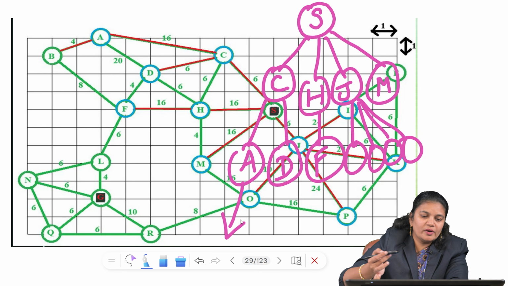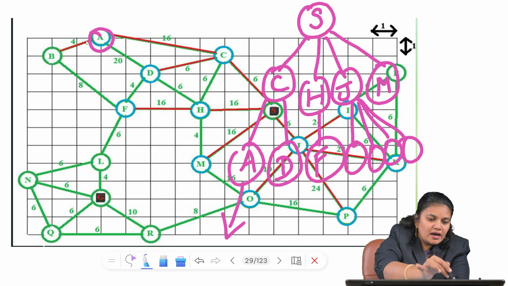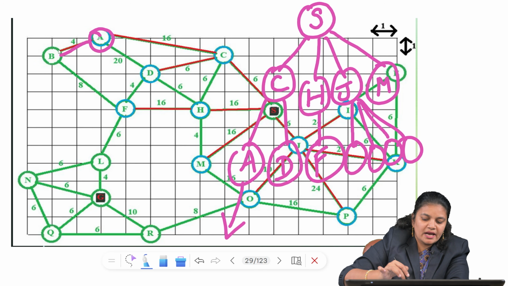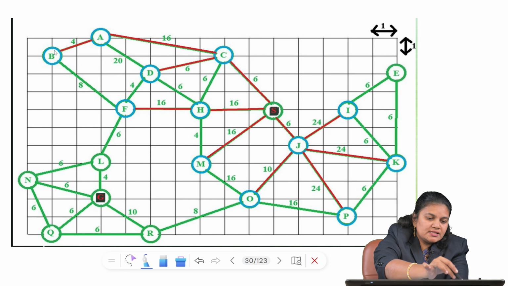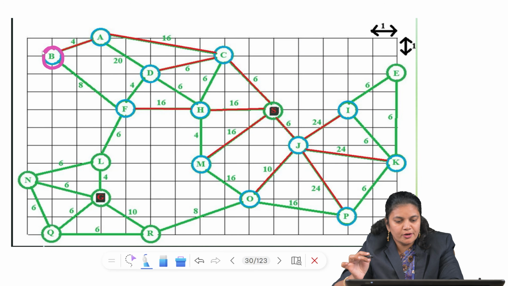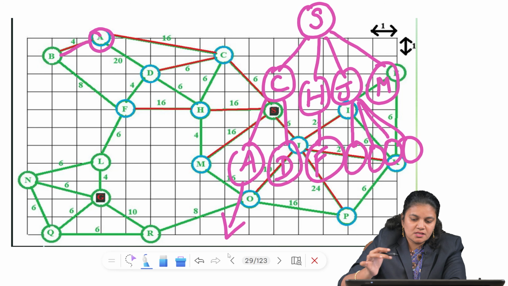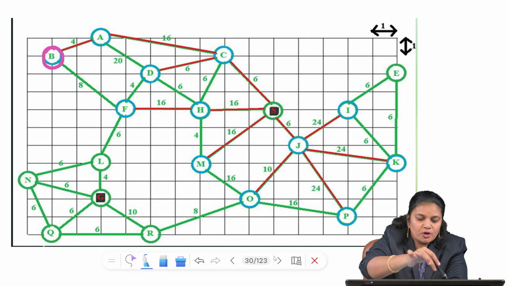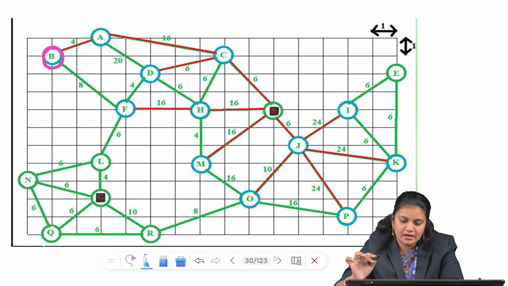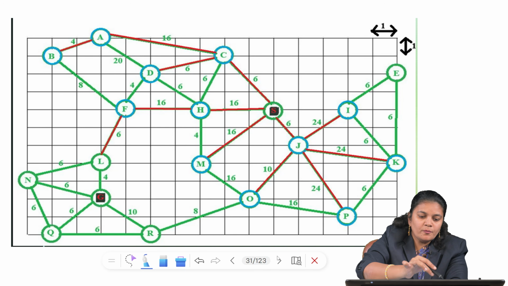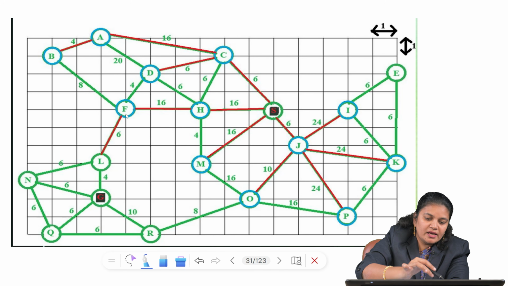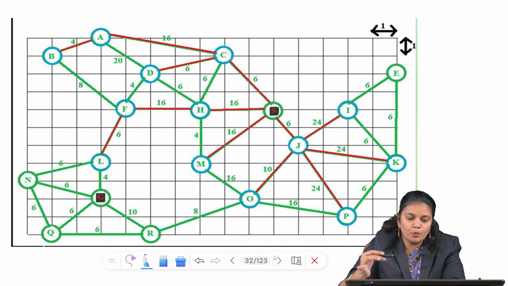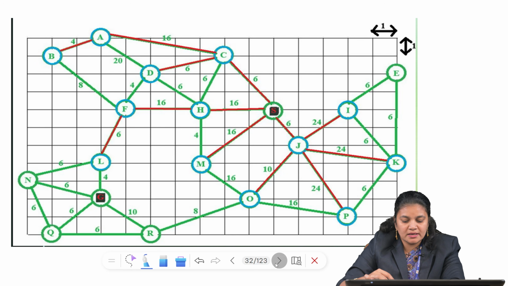We are trying to explore A. A is being explored and B is the only node which can be connected to A, so B is the next visited node. Next D has to be explored, and then F. D is being explored and all its neighbors are already visited, so we are ignoring that. F is being explored, L is there, so we move to L. L is now marked as visited.